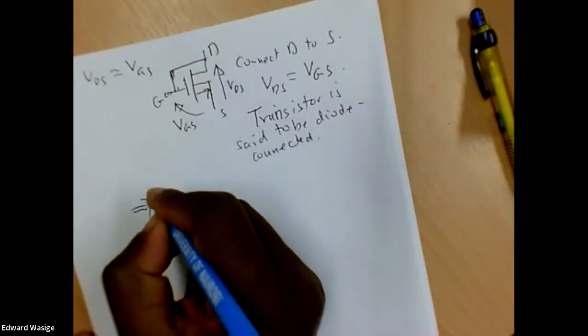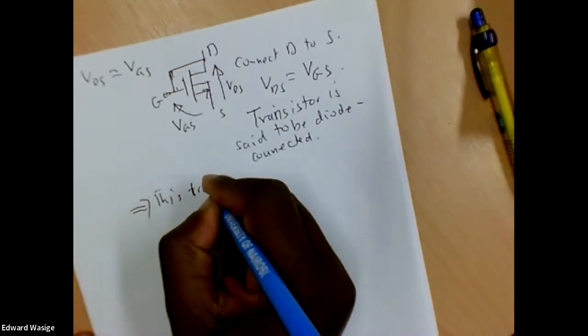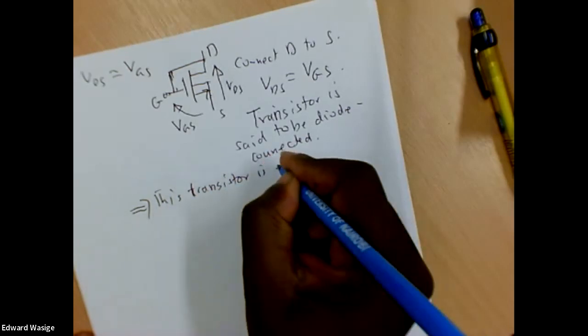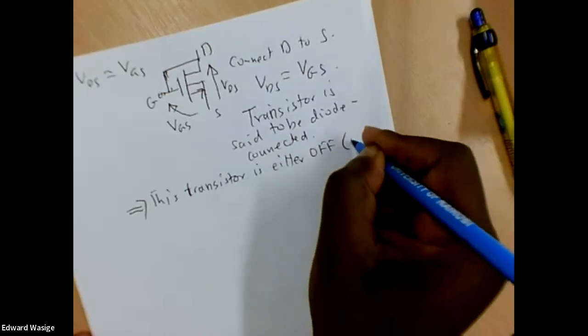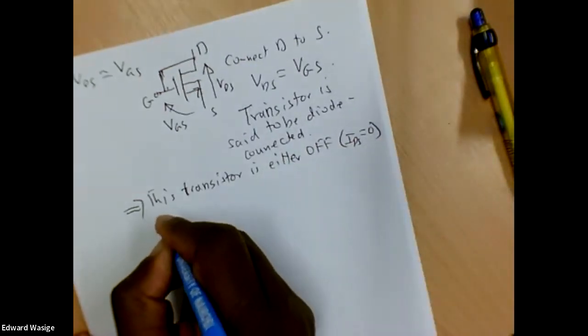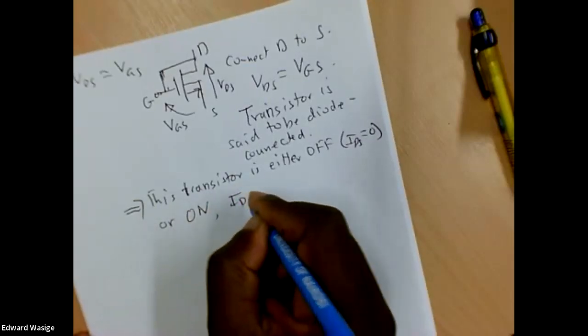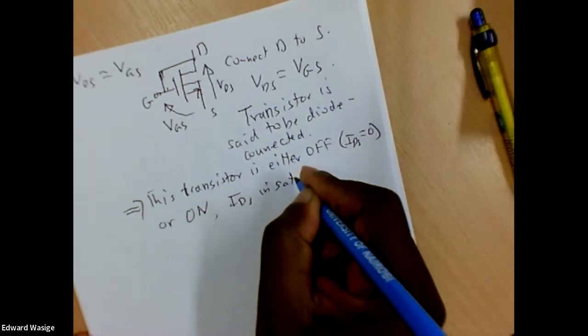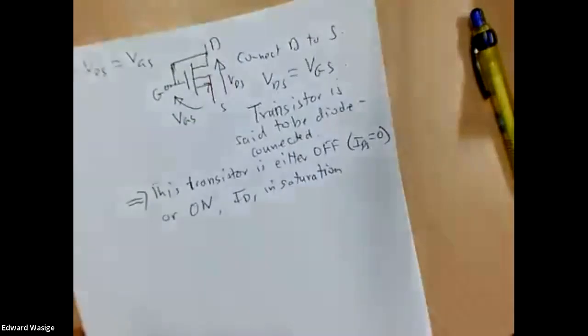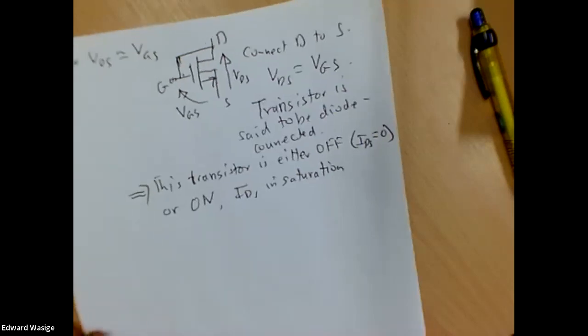So because of this connection, this transistor is either off, so IDS is equal to 0, or it's on, IDS in saturation region. Depending on when we connect the device in the circuit in this connection, it will not pass through the region where the current increases linearly with increasing VDS, because VDS is tied to VGS. And so if you don't have enough voltage across it, the device will be off, otherwise it will be on.